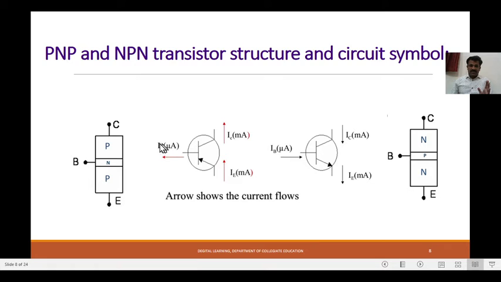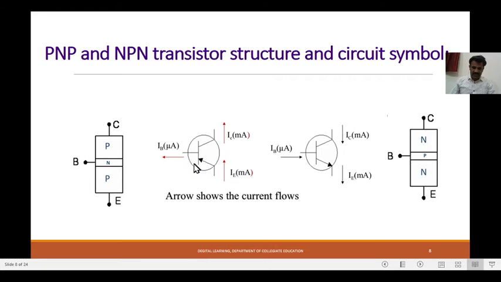And this is a typical structure of a PNP and an NPN transistor. So as I said, it has three regions, and the one at the middle is the base. This represents the circuit symbol for a PNP transistor and an NPN transistor, which has three terminals. This is a collector terminal, base terminal and an emitter terminal. And this is the circuit symbol.